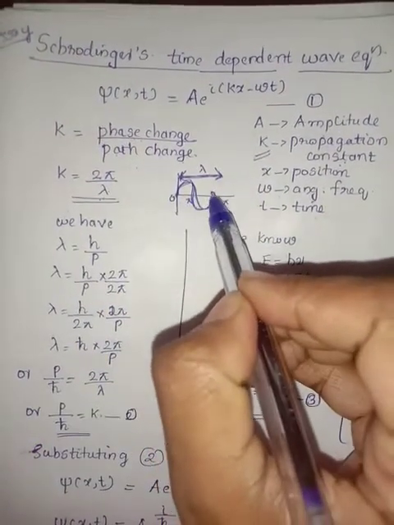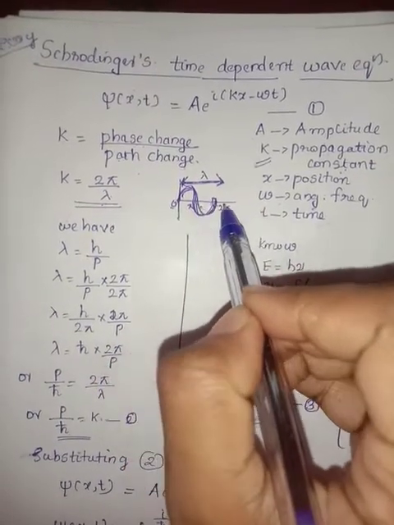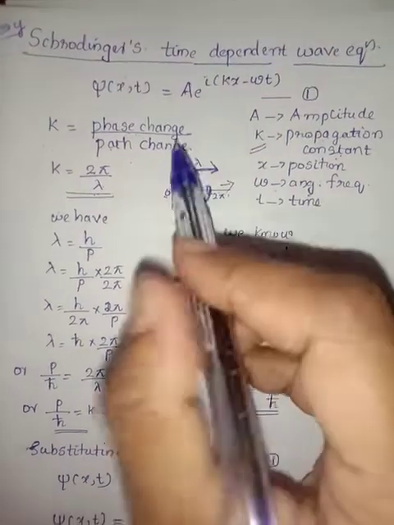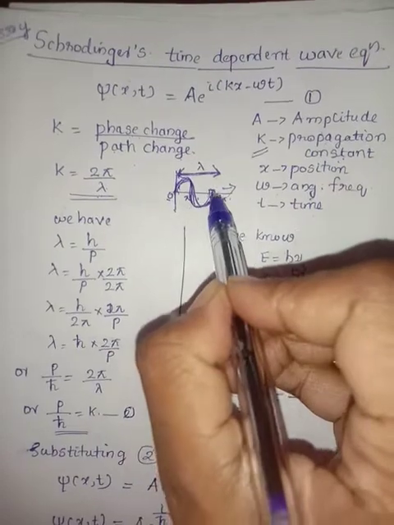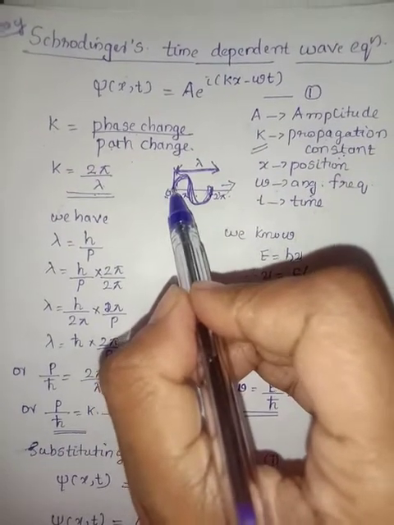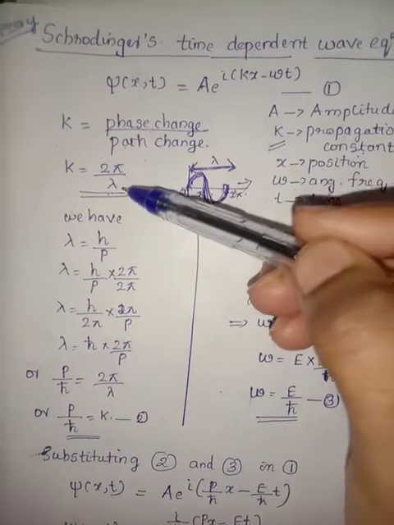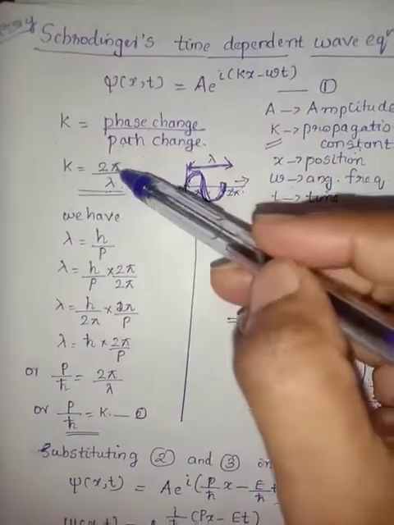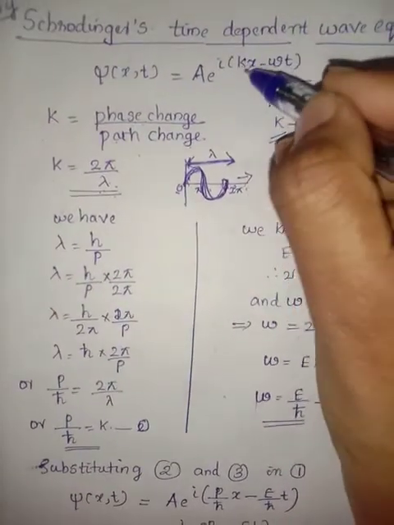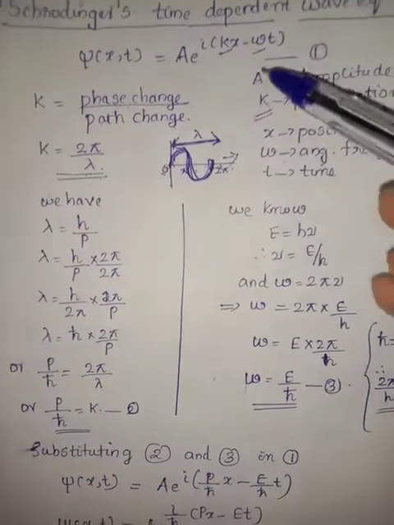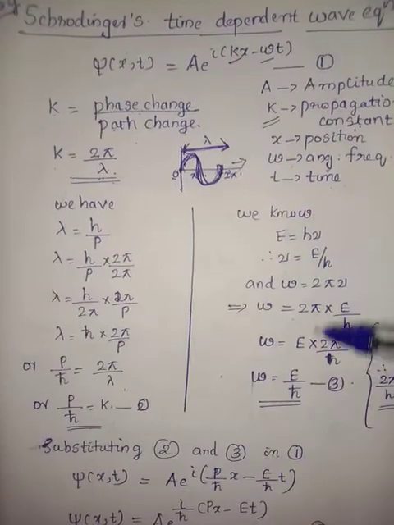And change in phase, which means change in angle, is 0 to 2 pi. So that is the change in angle. The phase change will be 2 pi, because while we are considering a single wave, the phase changes from 0 to 2 pi. So we can write phase change is equal to 2 pi and path change is equal to lambda, or k is equal to 2 pi by lambda. Now we are going to make substitutions for k and omega.